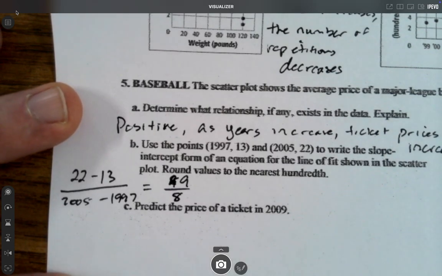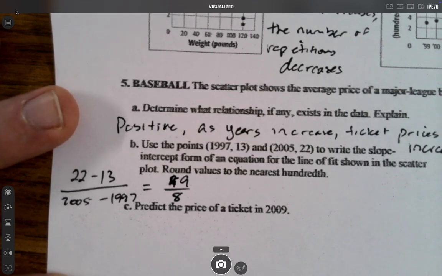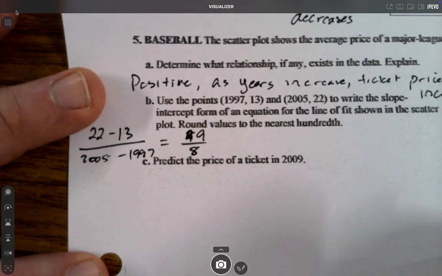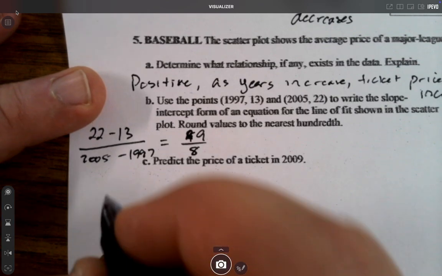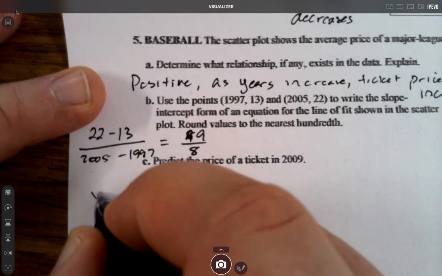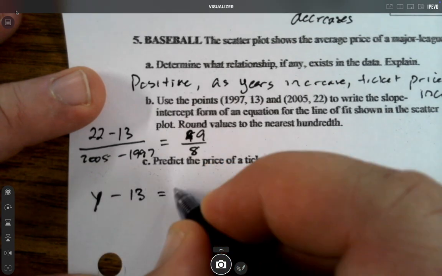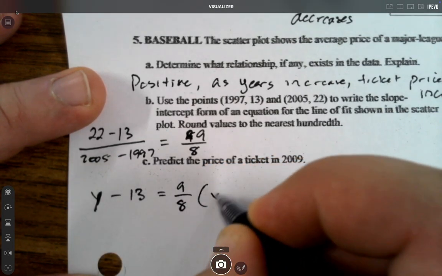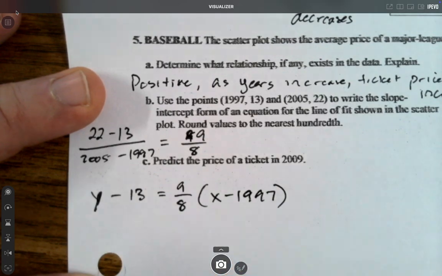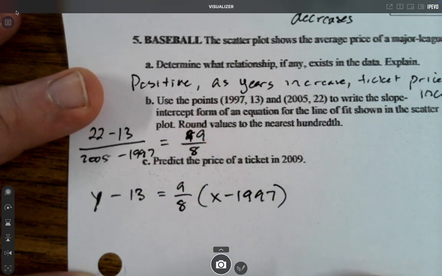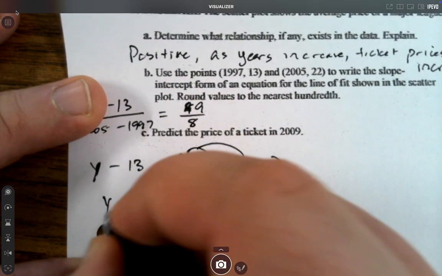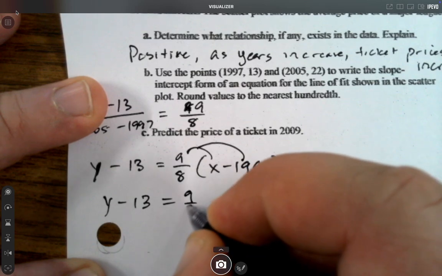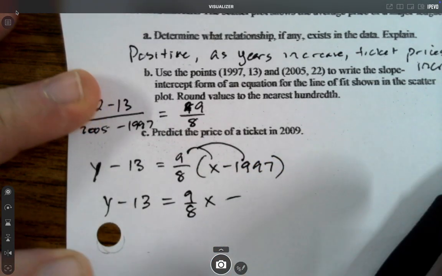Then we can use either of these 2 points to put them in the point-slope formula. So I'm going to have to use some of the space down here. I know this is part C, but there's just not enough room. So I'll do y minus 13 equals 9 over 8 times x minus 1997. And please feel free to use a calculator here. So I first need to distribute the 9/8. y minus 13 equals 9/8 x minus, let's see what that is.